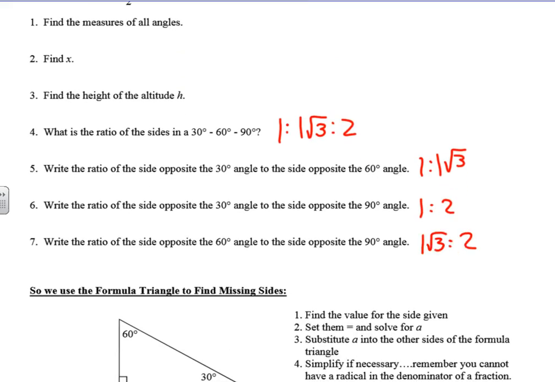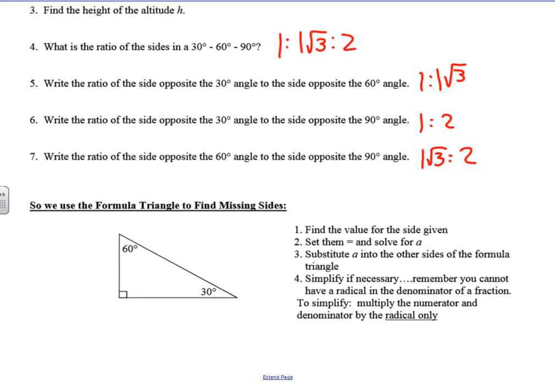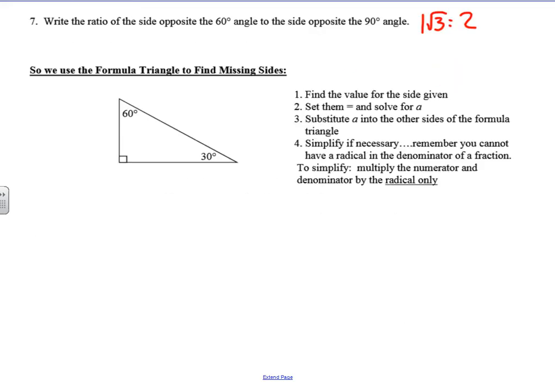Opposite 90 is 2. Okay, so here's how I go about doing this. We'll extend this song here a little bit. Again, we need to see opposite the 30, opposite 90, opposite 60. Okay, so the song continues. I'll just review the first one.